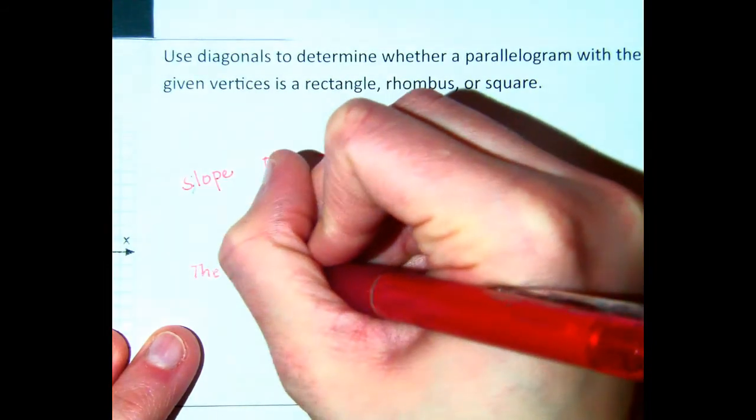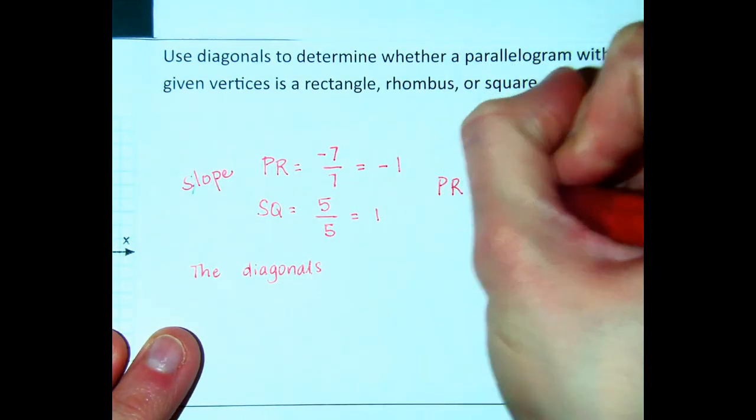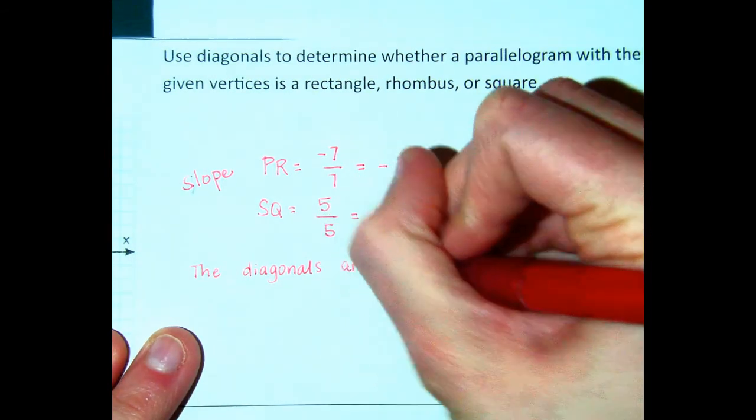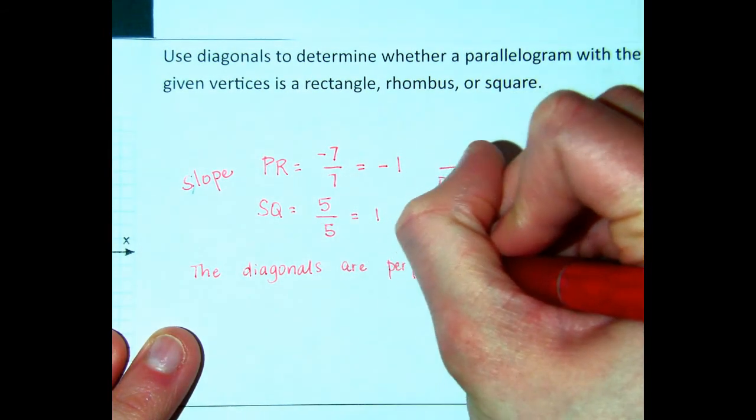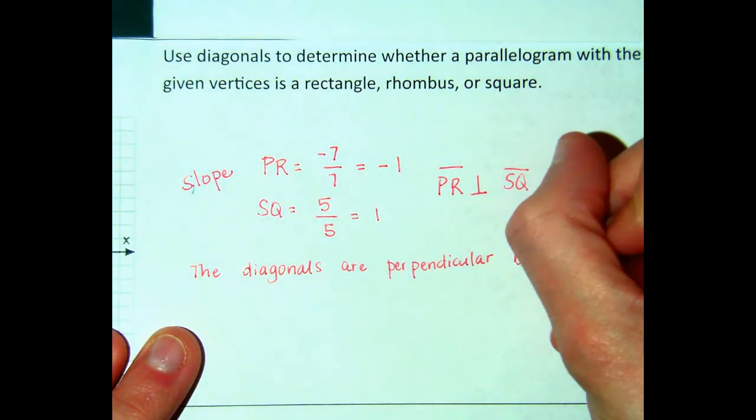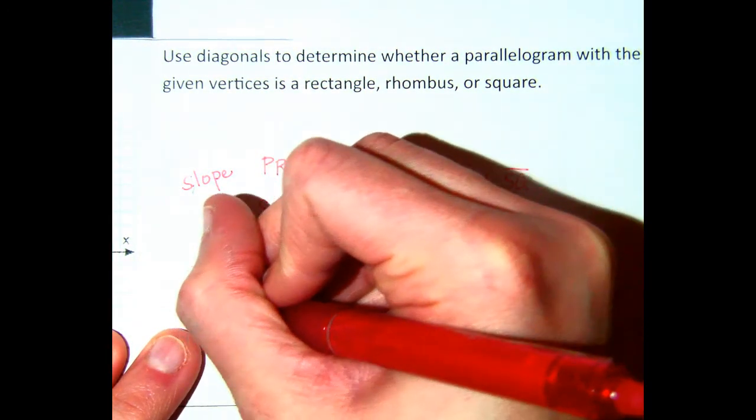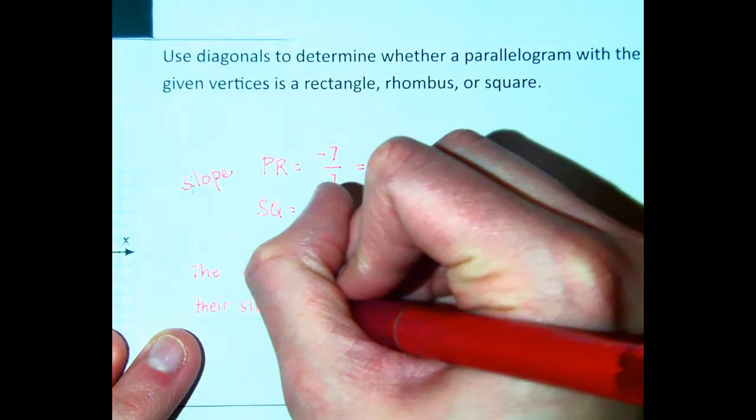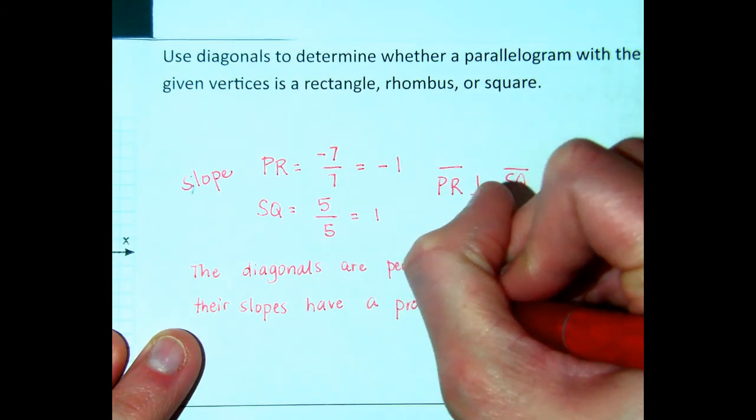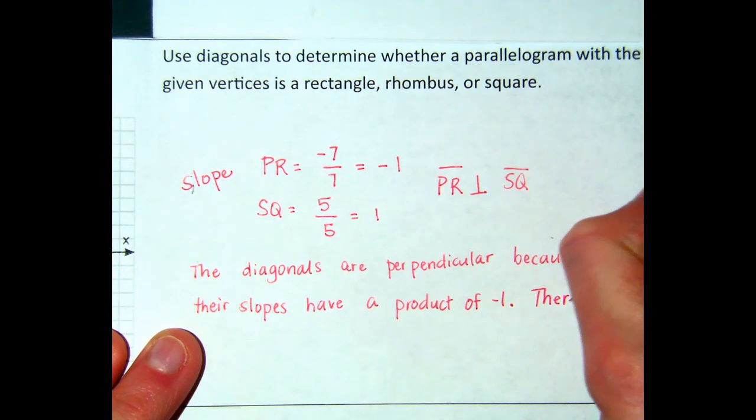The diagonals are perpendicular. I'm going to write that right here. PR is perpendicular to SQ. So the diagonals are perpendicular because their slopes have a product of negative 1. Therefore, PQRS is a rhombus.